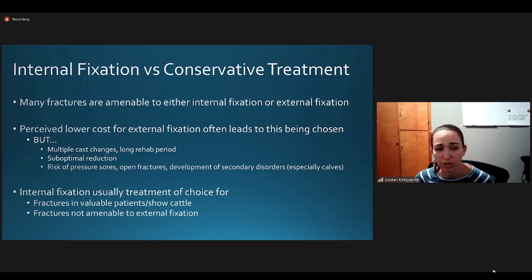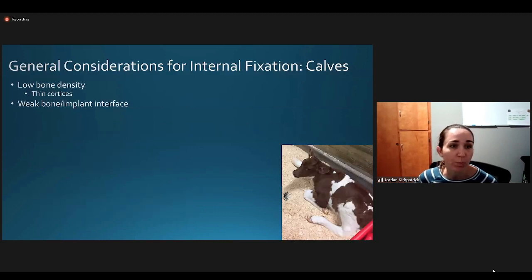Internal fixation is usually the treatment of choice for fractures in very valuable patients or show cattle, or fractures that aren't going to respond to a cast or some type of external fixation alone. There's a difference between internal fixation or some special considerations for calves versus adults, or say young animals. They have a lower bone density and thinner cortices. So their bone is weak at that bone implant interface. That's why we tend to go with cast more with them. And you just have to let the owners know that they have a higher chance of things slipping out and not working as well as we would like.